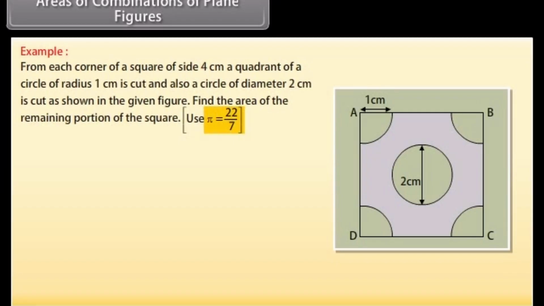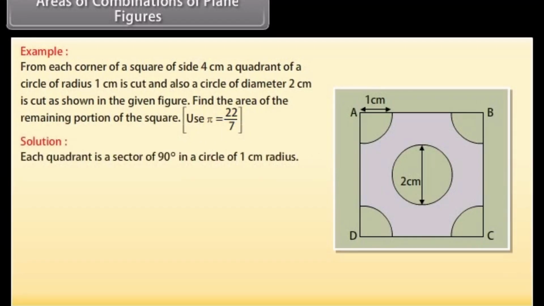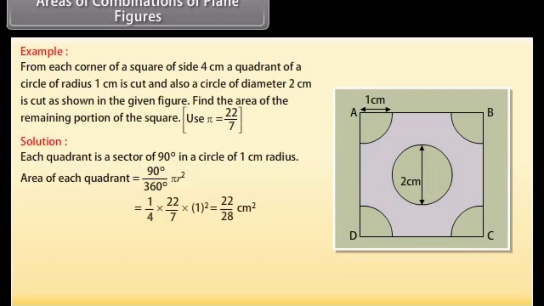Use pi as 22/7. Each quadrant is a sector of 90 degree in a circle of 1 cm radius. Area of each quadrant is 90 degrees upon 360 degrees into pi r square, which becomes 22/28 centimeters square. Now, area of square is equal to side square, which equals 4 square, which is equal to 16 centimeters square.